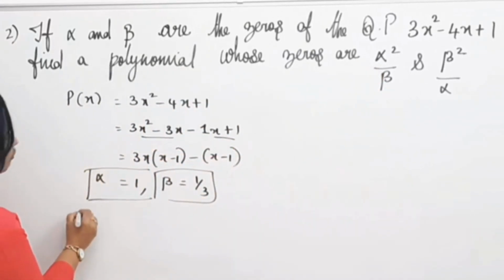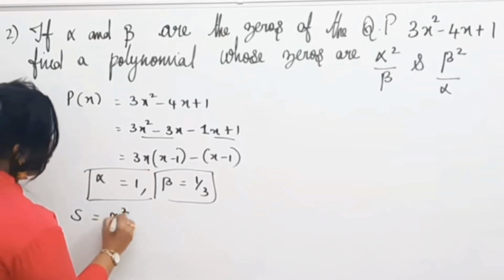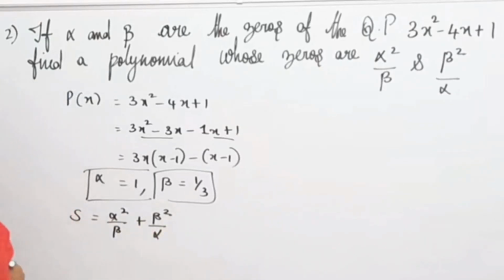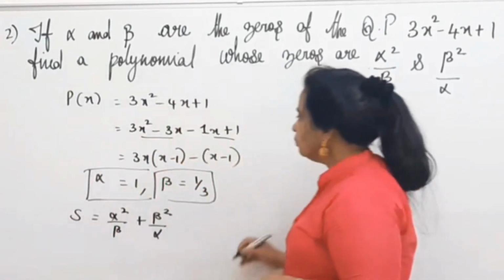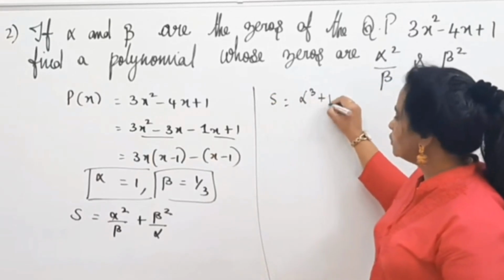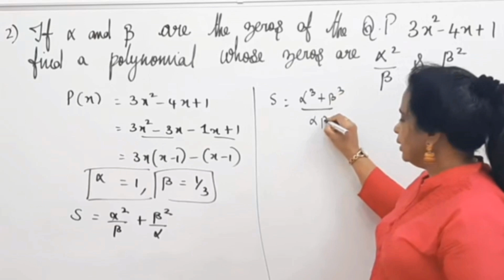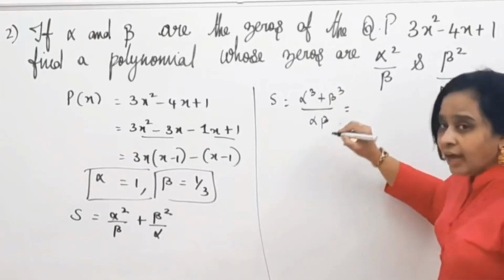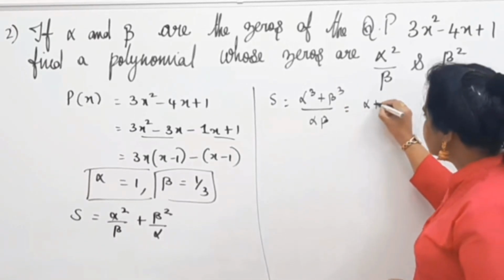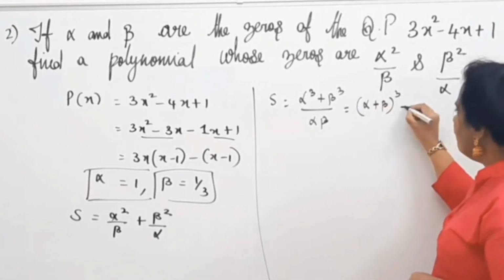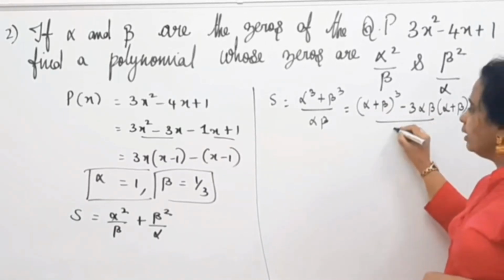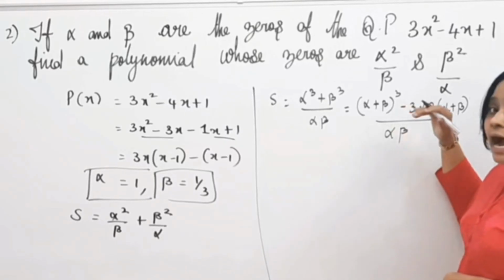Let me find the sum first. So S is equal to alpha squared by beta plus beta squared by alpha. On simplification, S is equal to alpha cube plus beta cube divided by alpha beta. Now I can write this in terms of alpha plus beta and alpha beta, as alpha plus beta the whole cube minus 3 alpha beta into alpha plus beta, divided by alpha beta. This is using the identity.